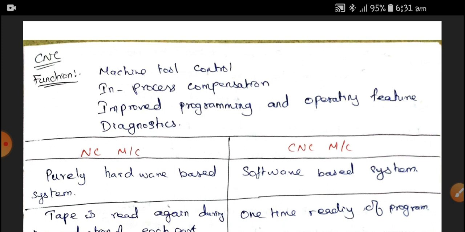Improved programming and operating features and ease of diagnosis. If there is any problem in the machine or a tool, immediate feedback will be given and it will indicate where the problem originated. So like that, it can diagnose all the problems. Next, we are going to compare NC machine and CNC machine for better understanding.